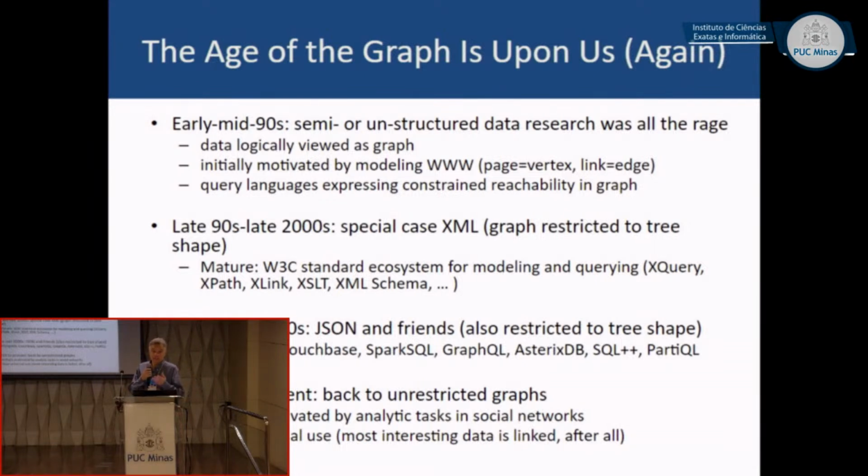But interestingly, about a decade ago, we went back full circle and started looking again at unrestricted graphs, no matter what their shape, cycles included. And this was initially motivated by analytical tasks over social networks where the users were the nodes and the following relationship, friendship relationship between them was the edge. And of course, here there would be cycles, there would be cliques of users. So all of a sudden, you need to look at the unrestricted scenario.